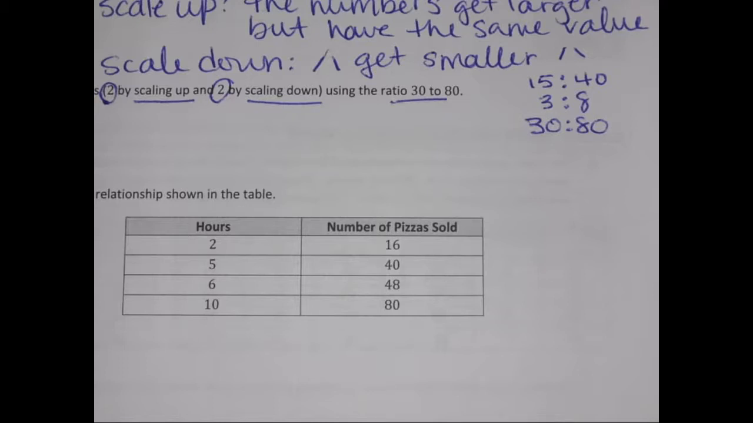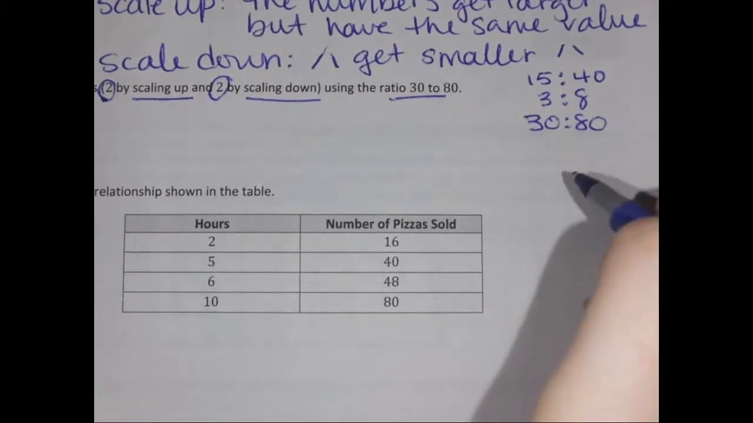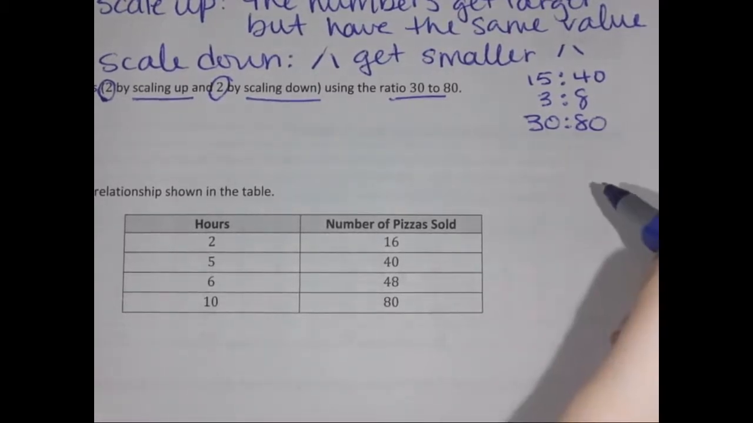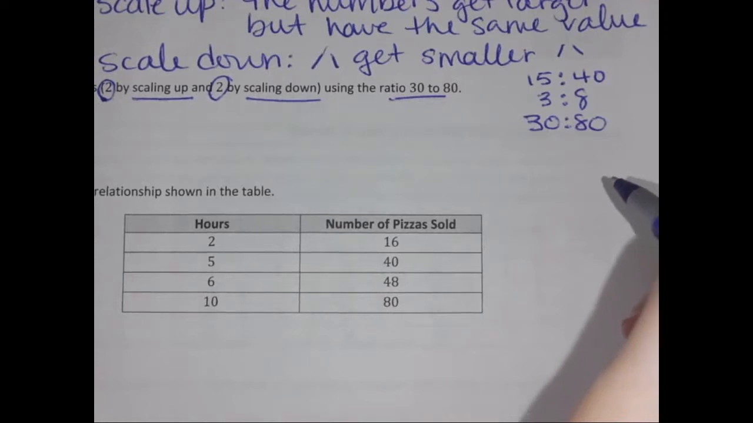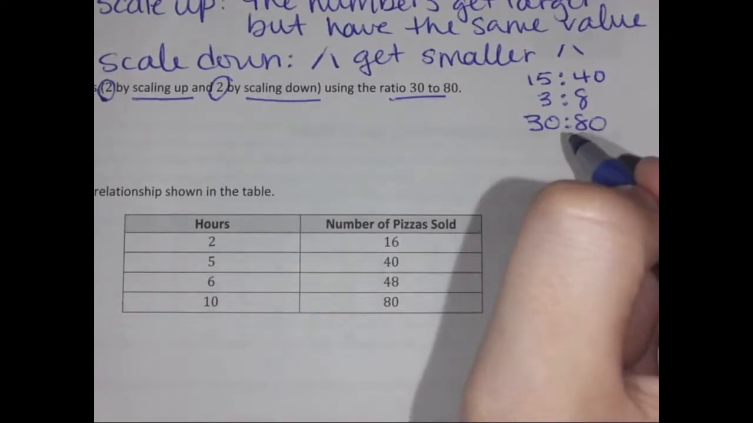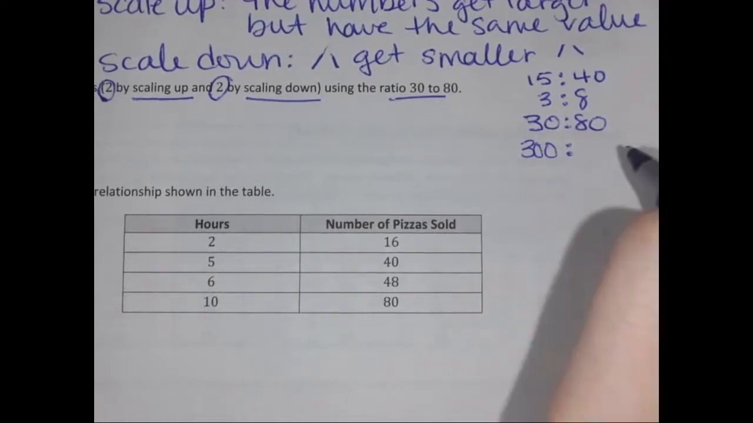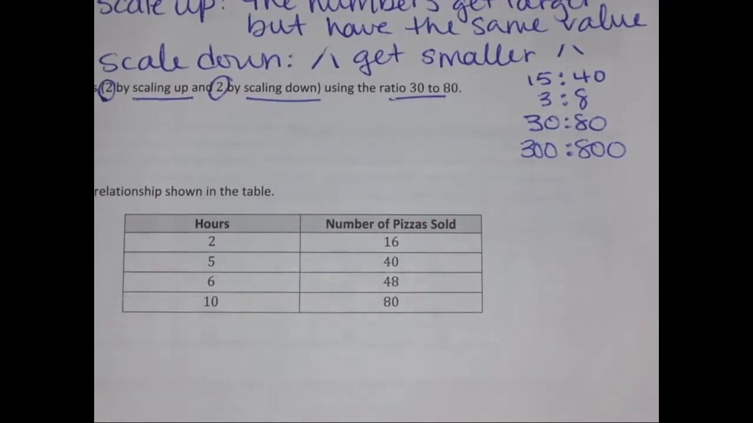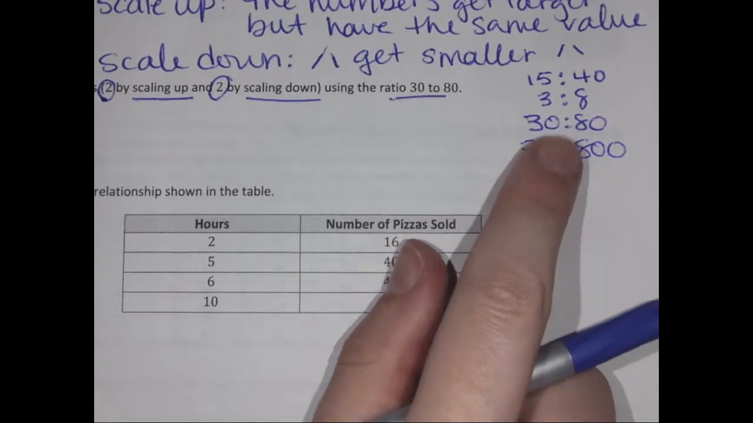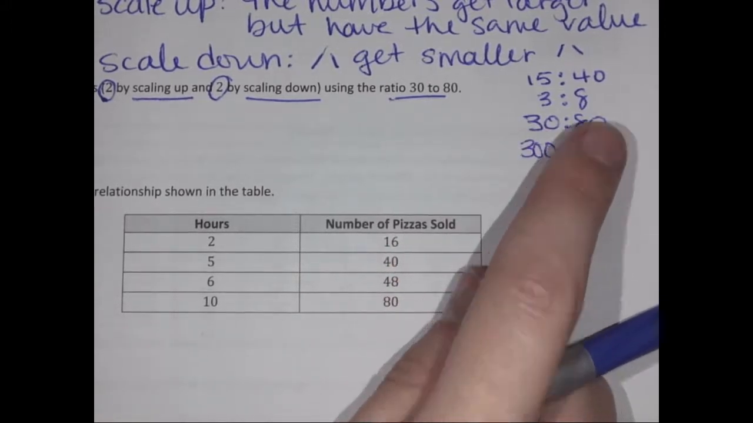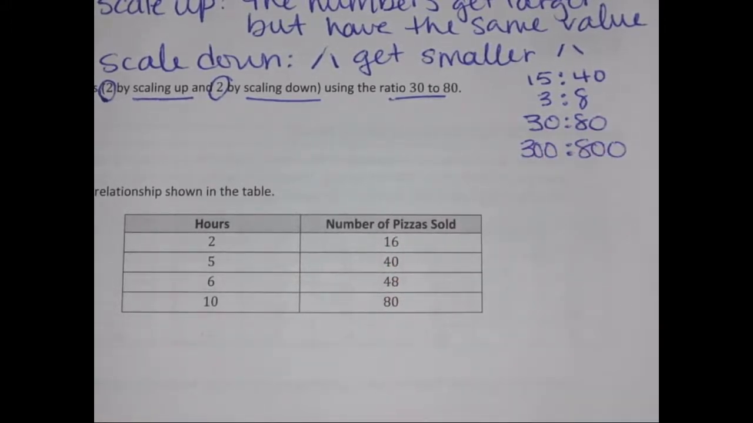What do I multiply by? I could multiply by 10. 30 times 10 is? Ooh, 300. Let's try that again. 30 times 10 is? 300. Yes, scared me for a moment. 80 times 10 is? 800. Nice. So, what else can I multiply 30 to 80 by to get a larger ratio?